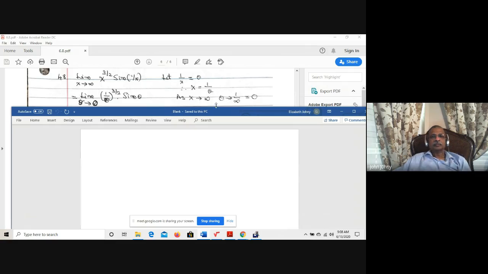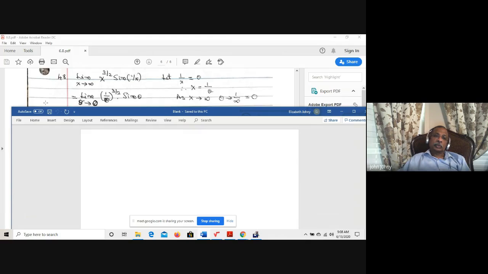I repeat, when you see a 1 over x under sine, as the argument of sine, this is a good idea. You do a substitution. You might have seen this in Calc 1. 1 over x is equal to theta, so x is equal to 1 over theta. As x approaches infinity, theta approaches 1 over infinity, which is 0.